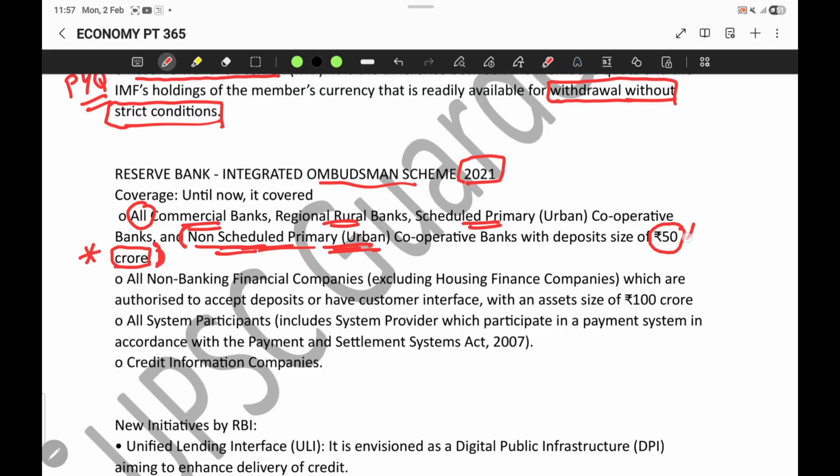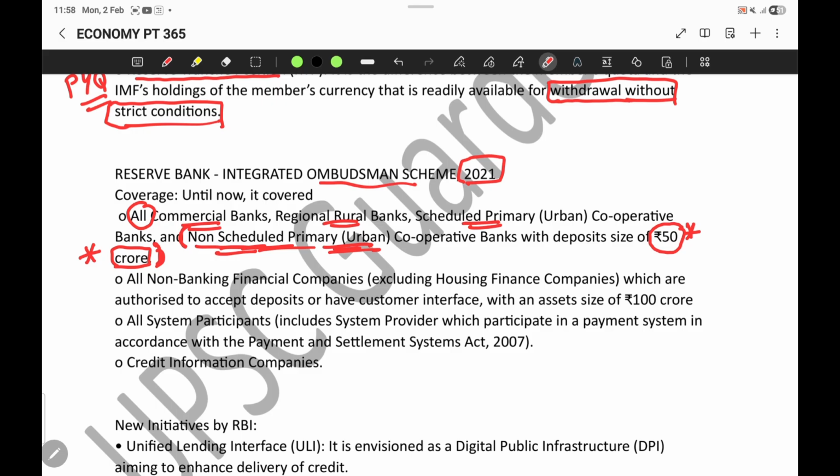Focus on this data, because data manipulation is an easy trick for the examiner. They will easily manipulate the data. See this data, the years. We have to focus on those things, because this is a tough exam we are going to face. Factual based manipulation is very high here. So for non-scheduled primary urban cooperatives, deposit size should be 50 crore.